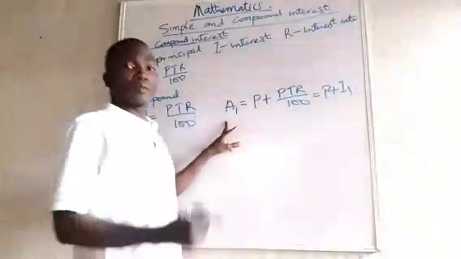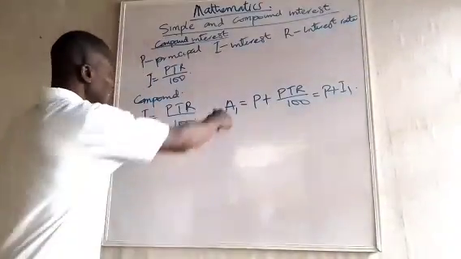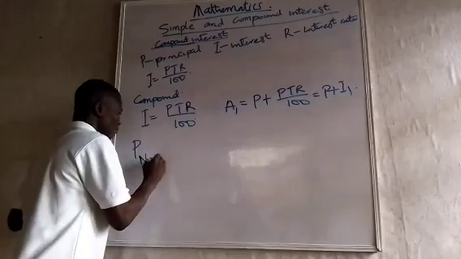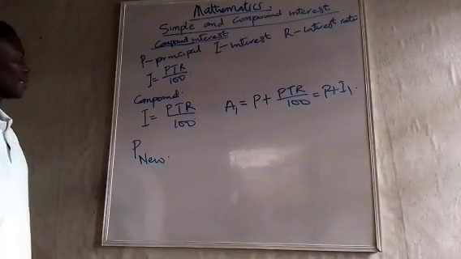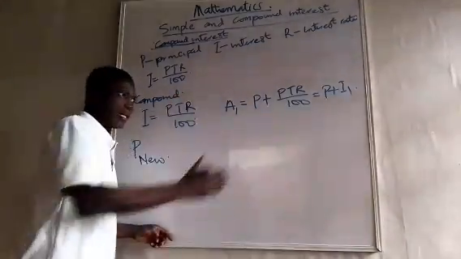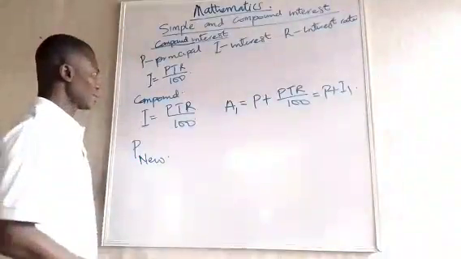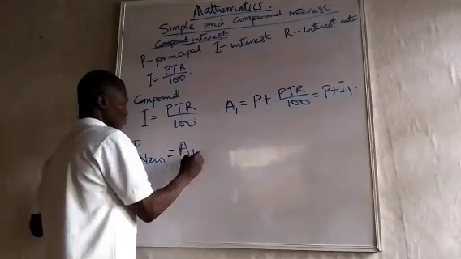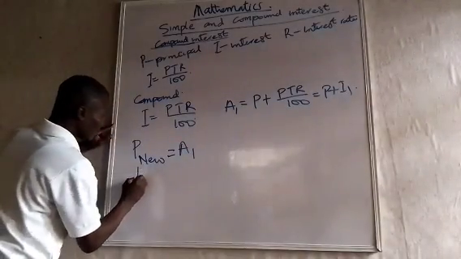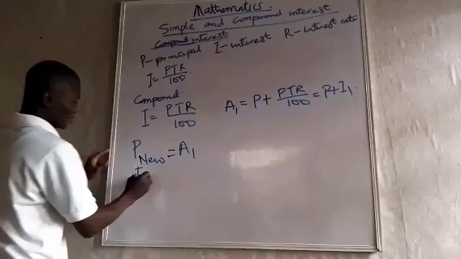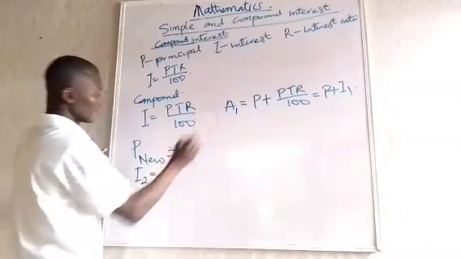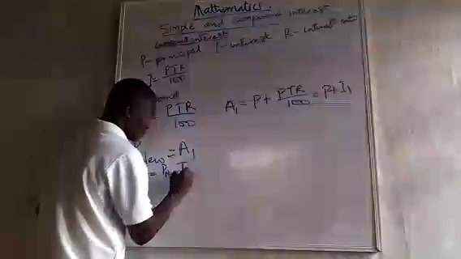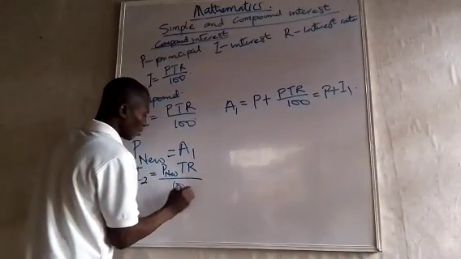But if I am to let it continue, you know what happens? This A1 now becomes my new principal. Do you understand? So, for the next growth, for the next duration, the new interest now, this is the first interest. The second interest is going to be P new times time times R over 100.